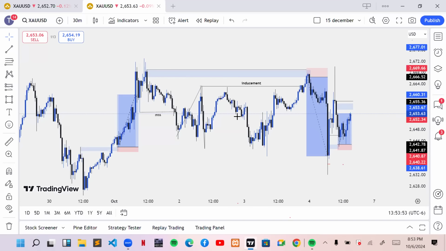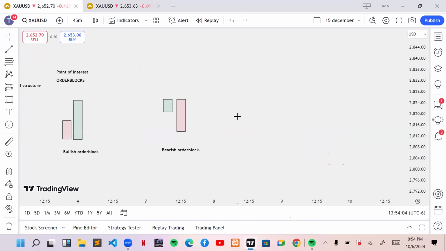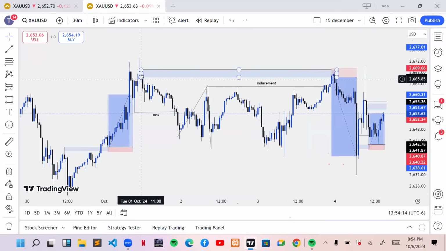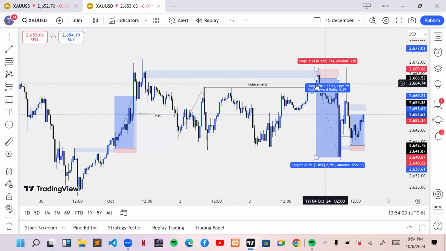Since I'm looking out for sells, what I'm now looking out for is my point of interest, that is my order block. In this case, since I'm looking for sells, I'll be looking out for a bearish order block. So how does a bearish order block look? You see a bullish candle, and then you see a bearish candle engulf it. In this case, this is what a bearish order block looks like. So I marked my order block from this. And what did the market do? The market eventually tapped into this order block and continued selling.